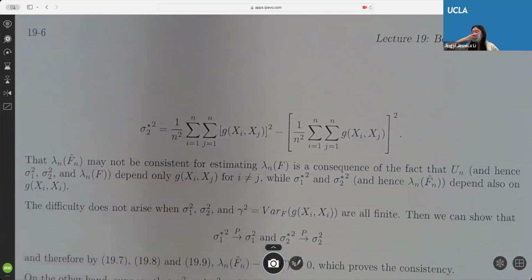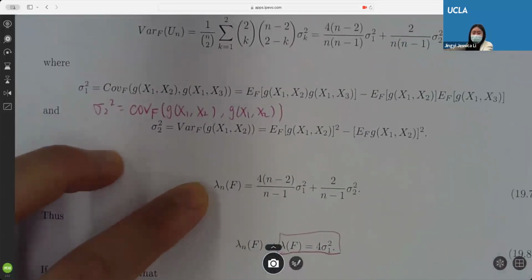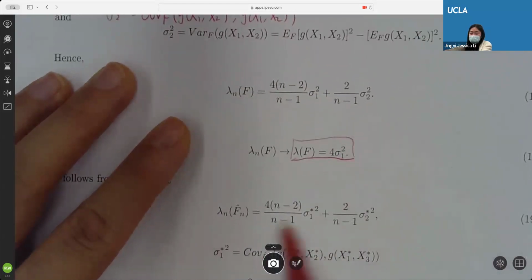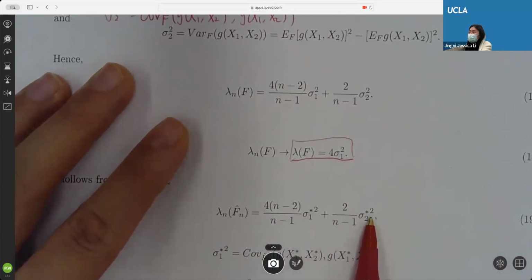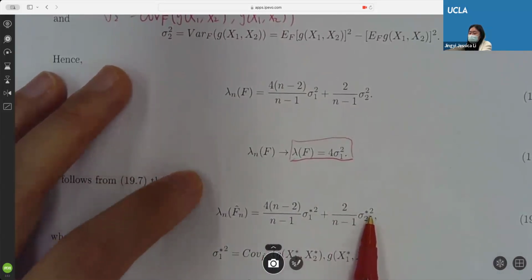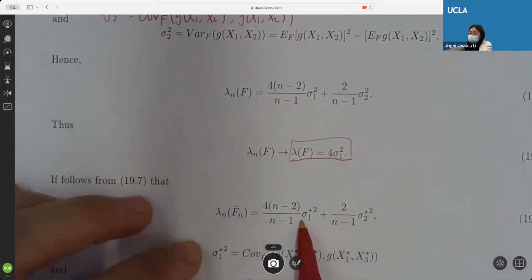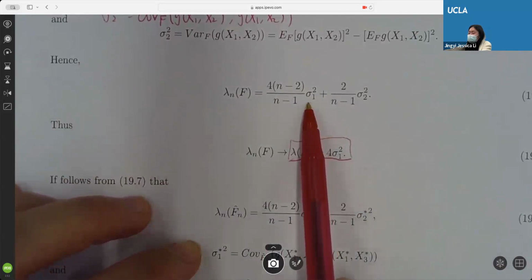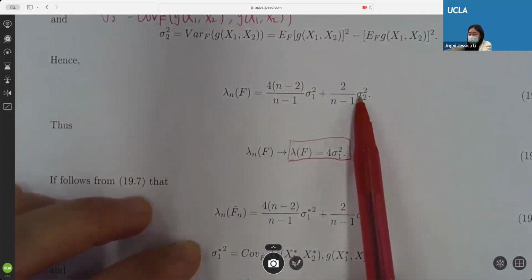However, the question is, do you think this plug-in estimator is consistent for estimating lambda_n(F)? Essentially, comparing the two things, this is lambda_n(F), which depends on sigma 1 squared and sigma 2 squared. This is lambda_n(F hat), which depends on sigma 1 star squared and sigma 2 star squared, right? The question is whether sigma 1 star squared is a consistent estimate for sigma 1 squared, and whether sigma 2 star squared is a consistent estimate for sigma 2 squared.